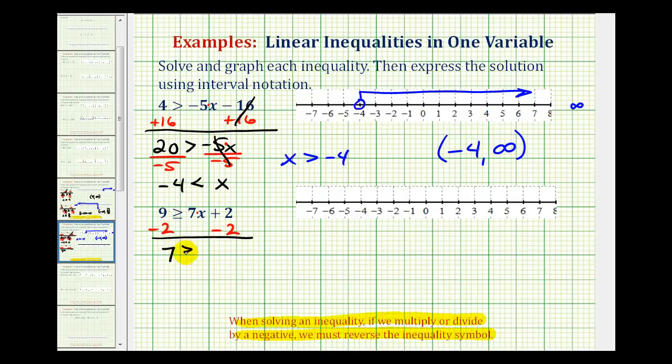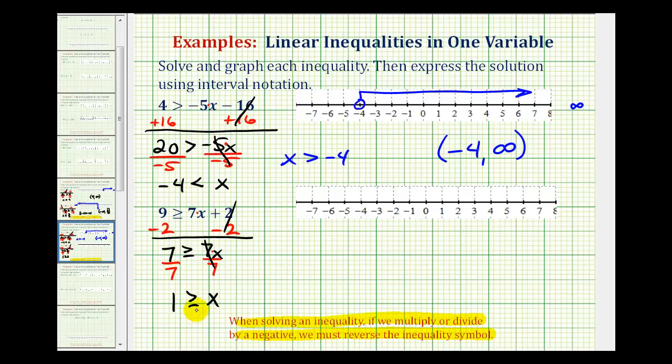Bring down the inequality. We have 7x, and then plus 2 minus 2 would be 0. 7x means 7 times x, so we'll divide both sides by 7. Now here we're dividing by a positive, so we do not reverse the inequality symbol. So this would be 1 greater than or equal to, and this would just be x.